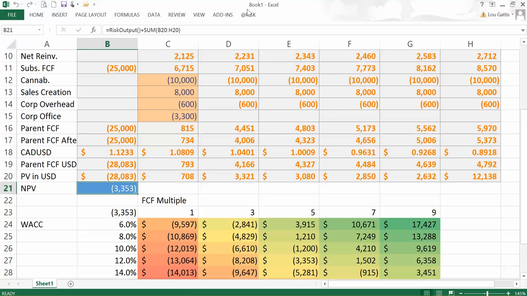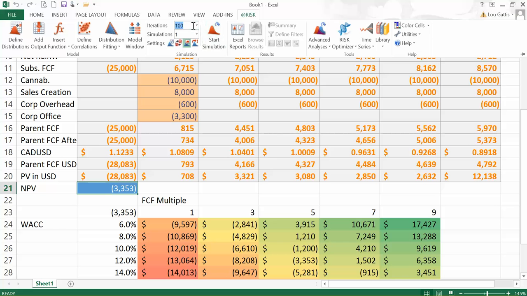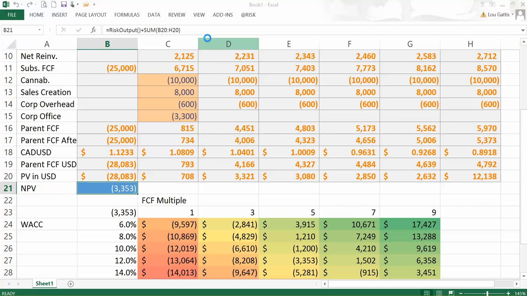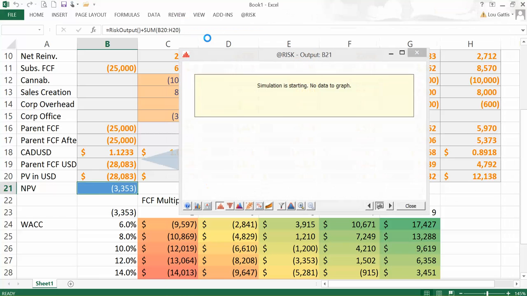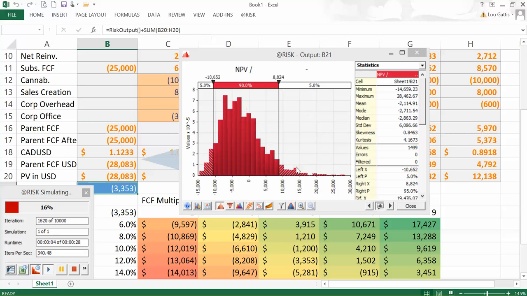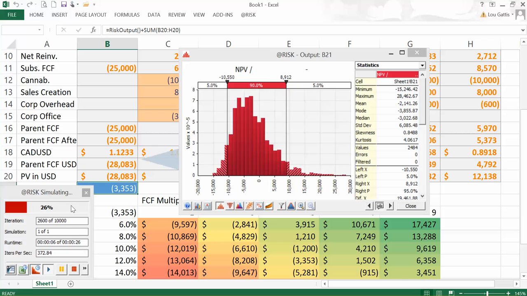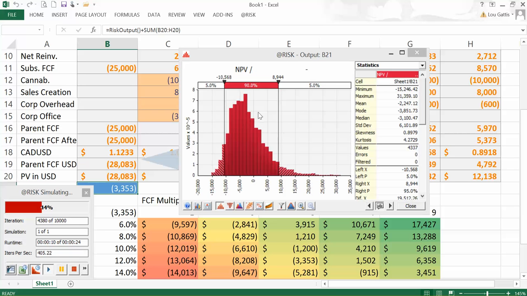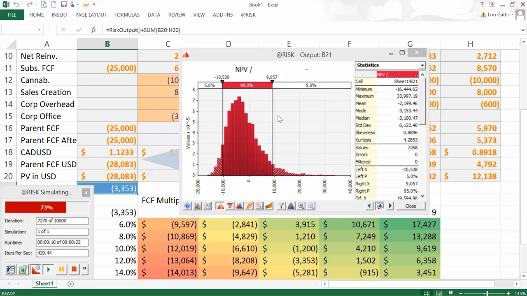And now we can run an @Risk simulation of, say, 10,000 iterations, and we'll start. So these are our 10,000 NPVs being calculated. We will then calculate, say, the 5% worst, 5% highest, and then lastly I'll look at, say, the probability that the NPV is positive.